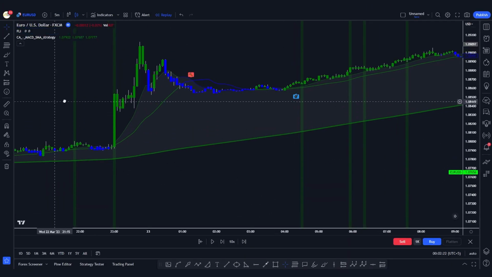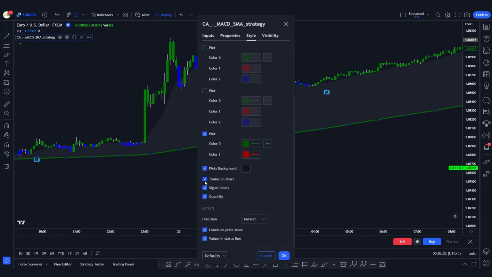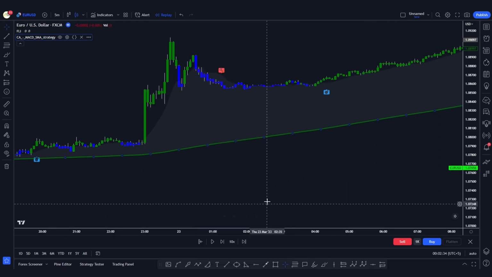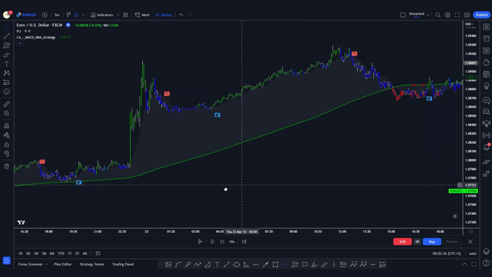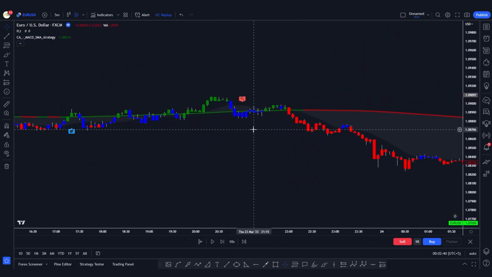And inside the settings of the MACD plus SMA indicator, we're gonna go to the style, and here we're gonna disable the background color, the plot, and this plot as well, and also we're gonna disable the trades on the chart. Now once these settings are done, we're good to take long and short positions, and let me show you how you can actually trade using this indicator.